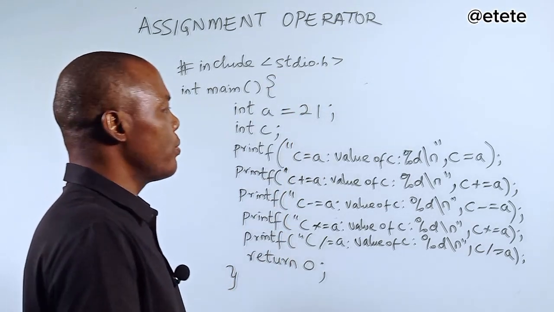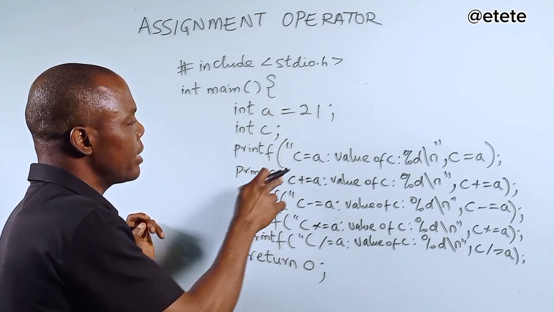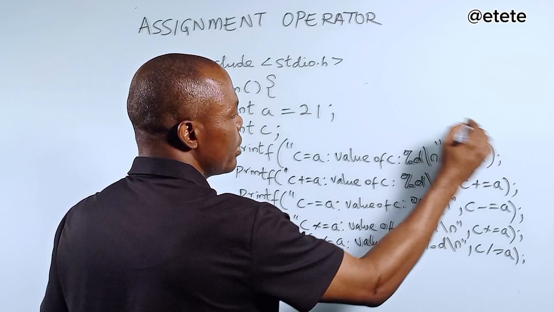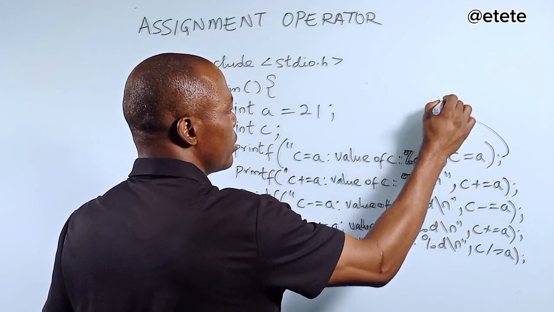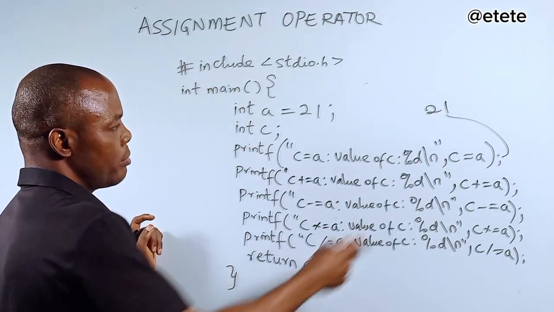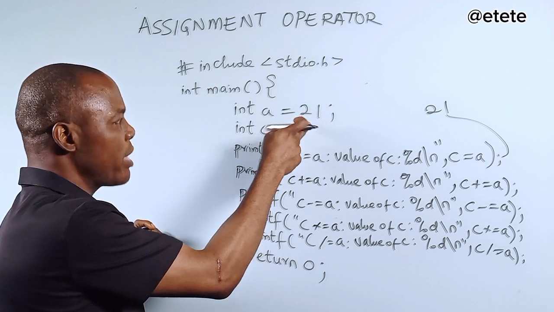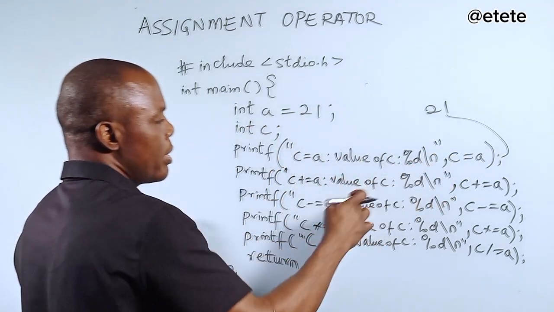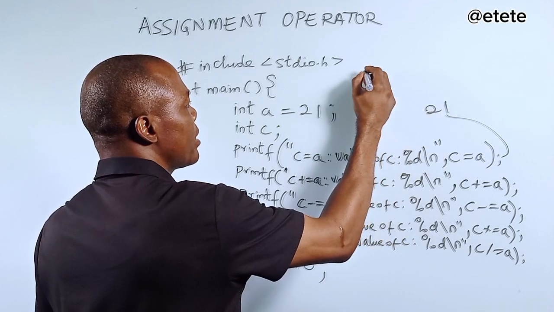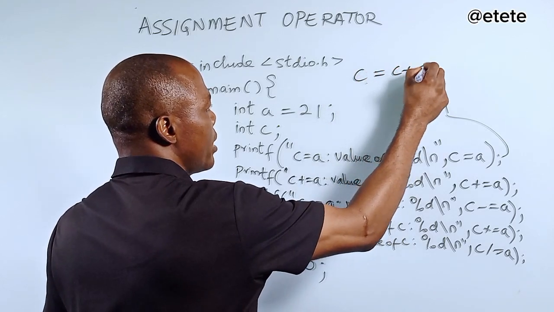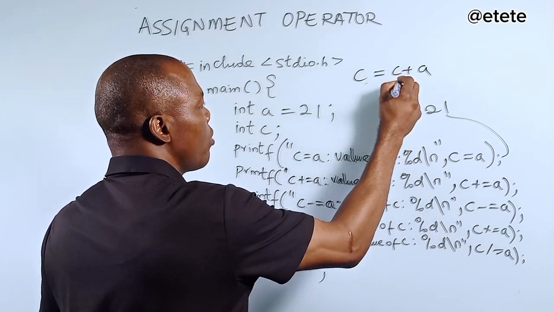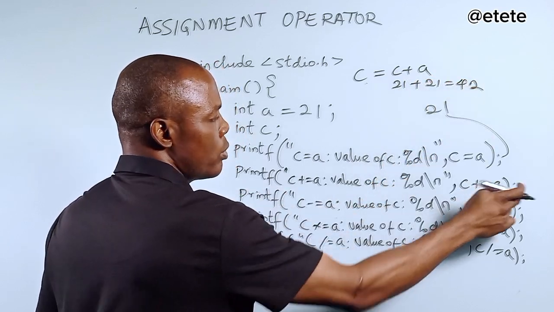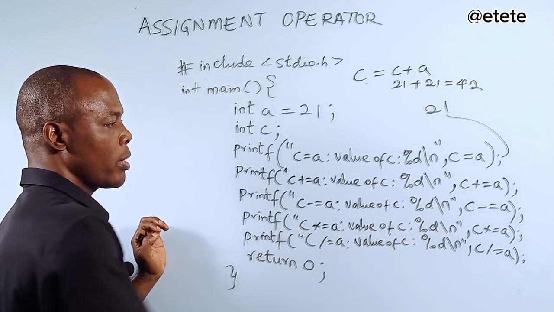Now, what will be the value? So what happens here is that I'm assigning the value 21 to c. So this one will print out 21, right? Because I'm assigning the same value of a to c, which is a assigned to c. Now, this one is the same thing as c plus a. So c is 21 plus 21. So this one will give me 42, which is what it will print out.